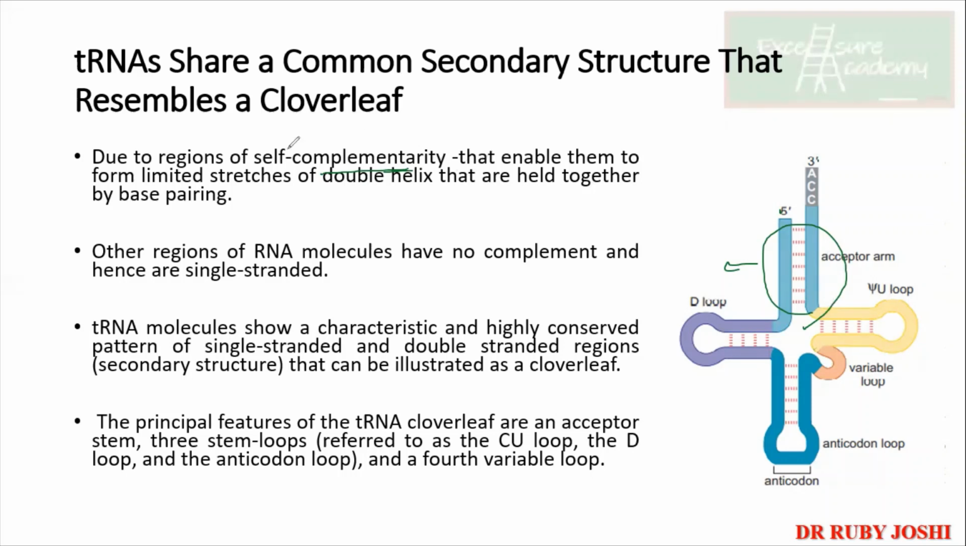So when you say self-complementarity, what does it mean? It means that they are going to be complementary to each other. अगर यहाँ A है तो यहाँ U है, C है, ये G है, यहाँ C है, ये G है, A है, U है, A है, U है. So because of this complementarity in the sequence, they form such structures. Okay, so these are nothing but the secondary structures.